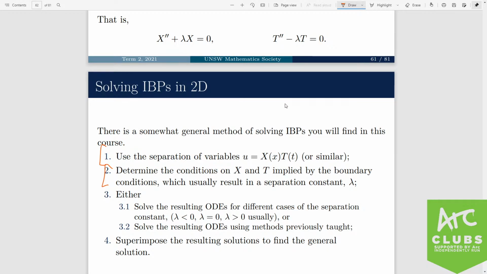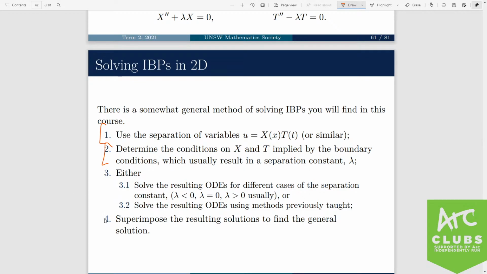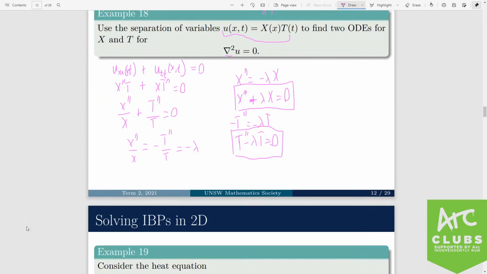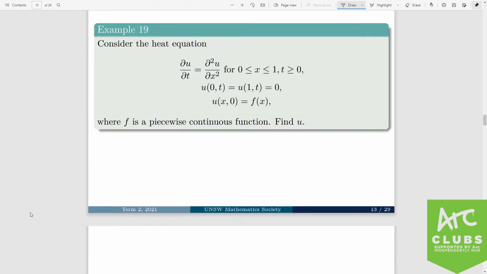So we get a solution for X and a solution for T, and then we combine the two for a general solution, and they depend on the lambda. So I'll go through an example, which is the best way to get used to this.